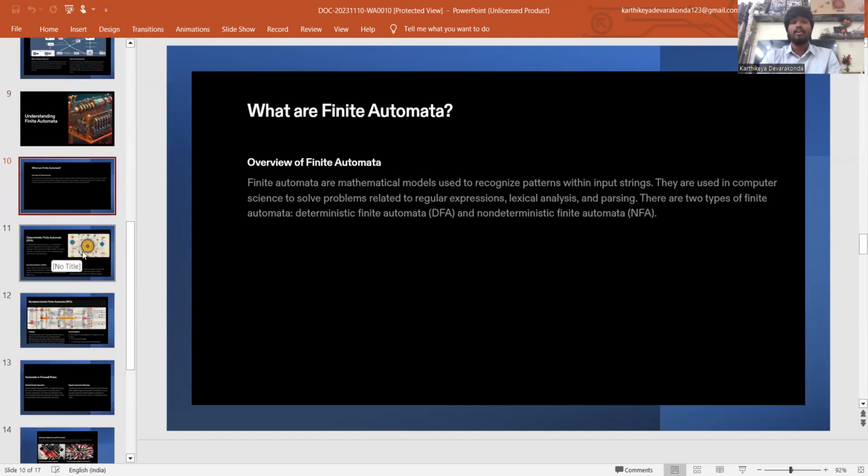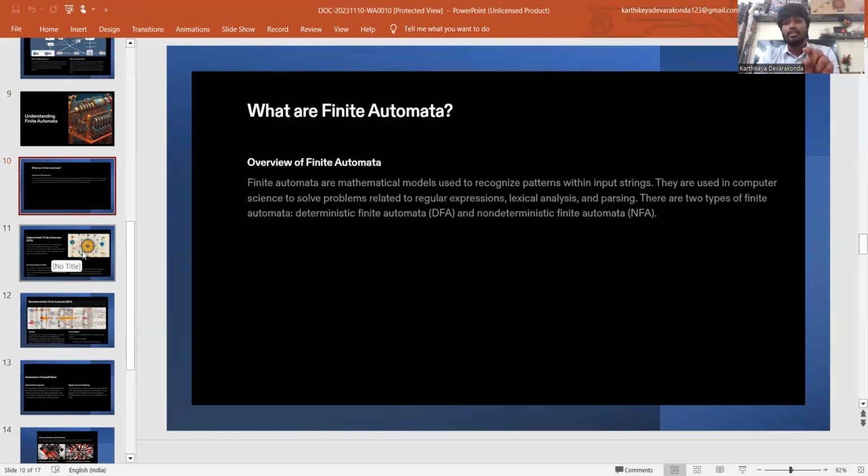What are finite automata? Overview of finite automata. Finite automata are mathematical models used to recognize patterns within strings. They are used in computer science to solve problems related to regular expressions, lexical analysis, and parsing. There are two types of finite automata: DFA and NFA.